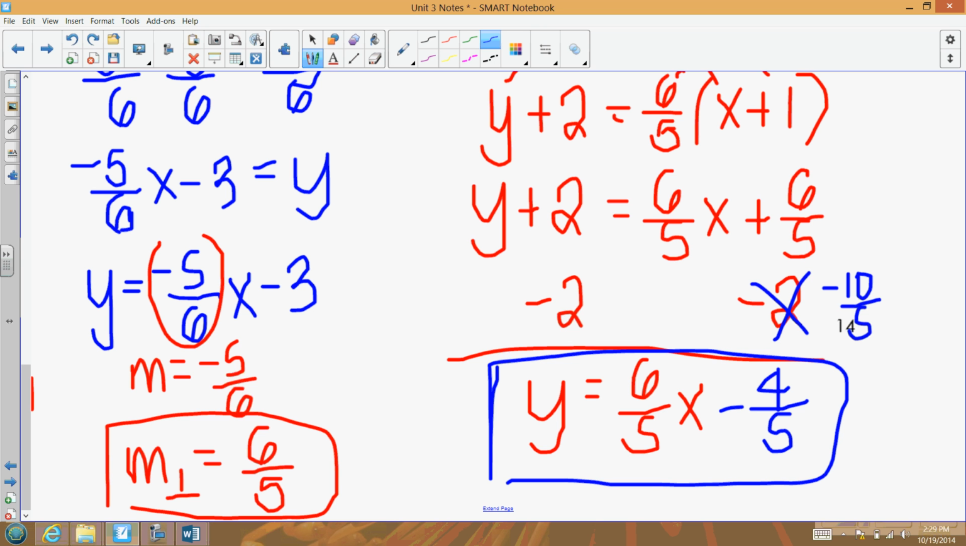So that's it for writing equations that are parallel or perpendicular to a certain equation passing through a specific point, or some other scenario where you have to use parallel and perpendicular.